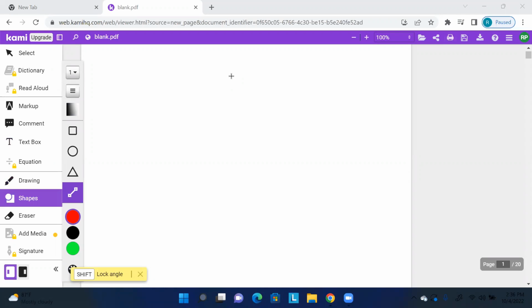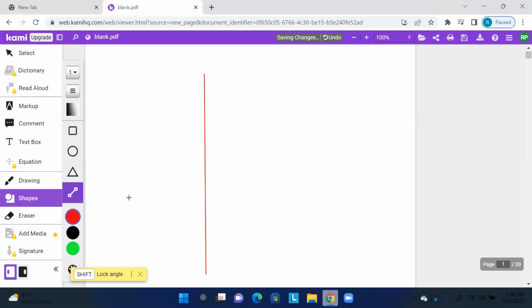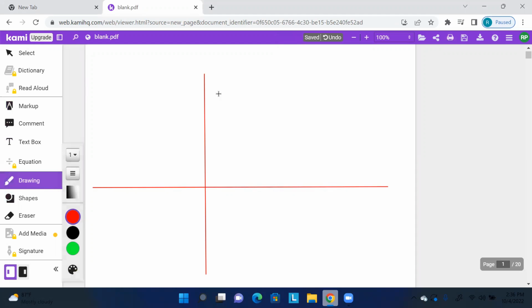So before we start, let me just create the graphical area with the X and Y axes. So we have the Y axis and the X axis.